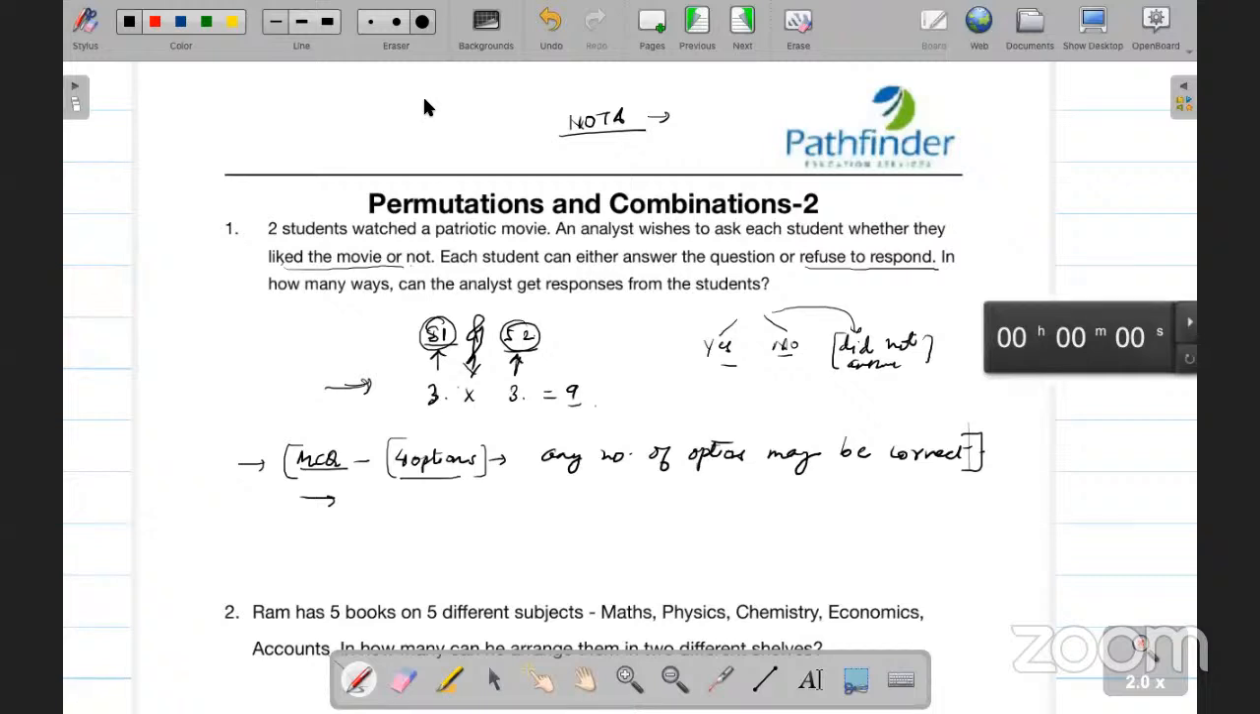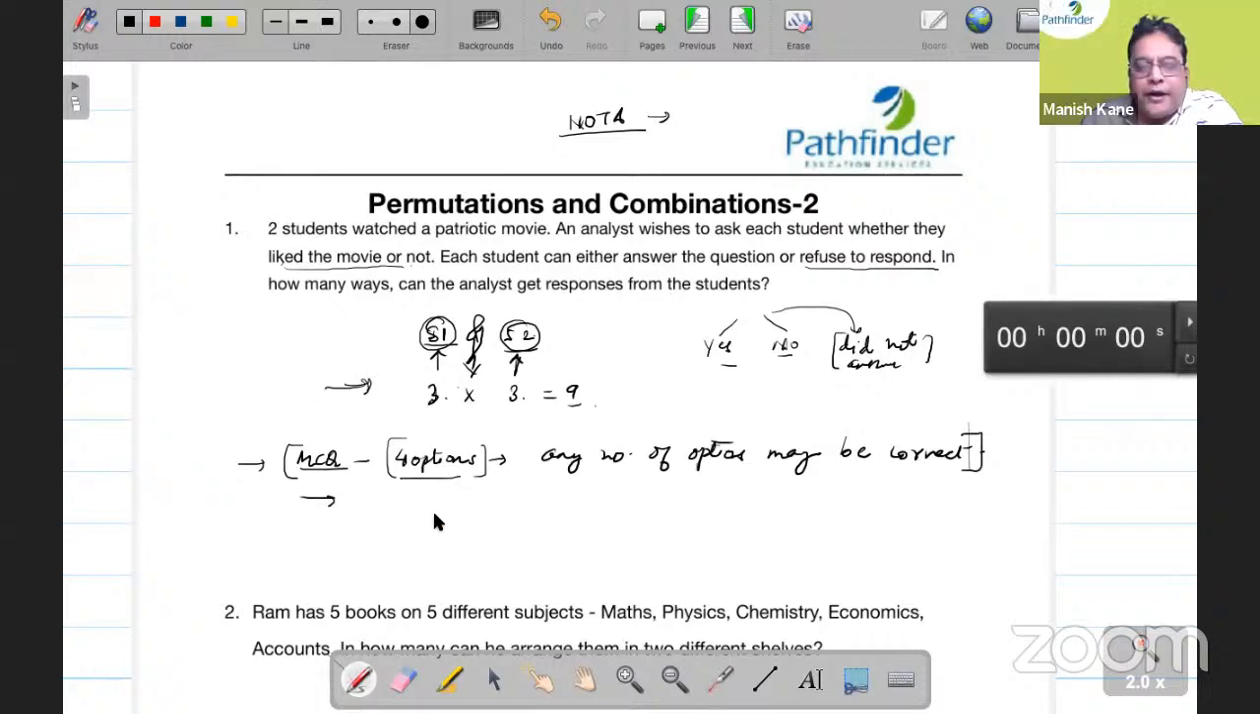So initially a single option would be correct, then 2 options, 3 options, and 4 options. So I take each case and add. So how did you get 10? That is my question.